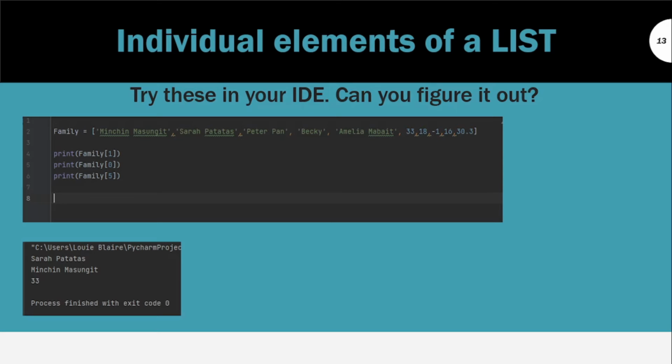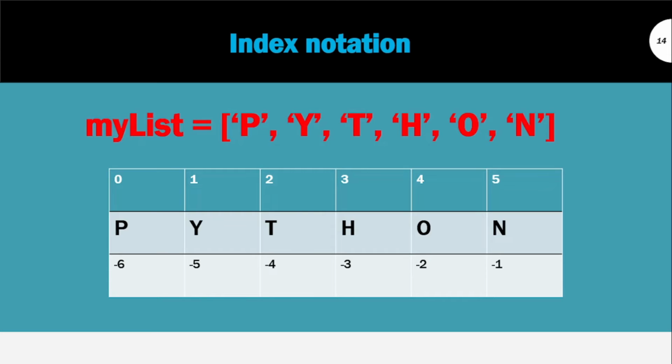Yung pang number 1, si Sarah Patatas pa din. Yung pang number 0, sa bilang ng index ay si Minchin Masungit. At yung pang 5 naman ay yung value na integer na 33. So, ganun lang class ng individual elements of list. Of course, we have other ways of printing individual elements of list, pero the simplest would be this. Okay? So, index notation. So, ito na yung pinag-uusapan natin nun.